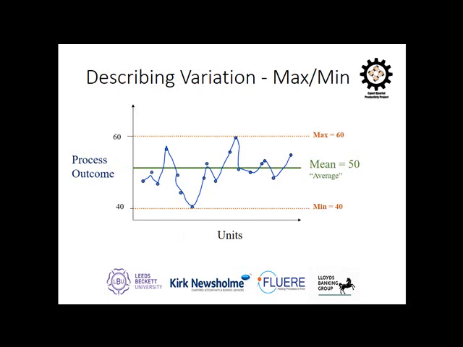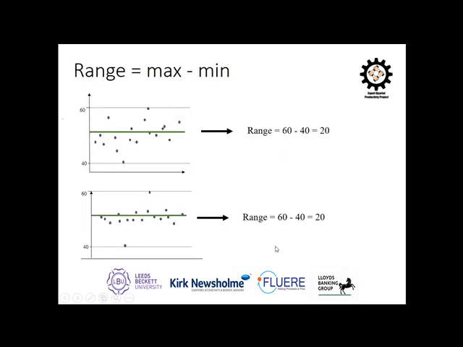We can also look at the maximum and the minimum, and that gives us a flavour of the spread of the variation. So, where does it begin and where does it end? So you might measure your OTIF and you might have 95% OTIF, but the maximum is 100 and the minimum is 50. So it tells you something. It doesn't tell you everything, but it tells you something about your variation. But the problem with that is it doesn't tell you that much.